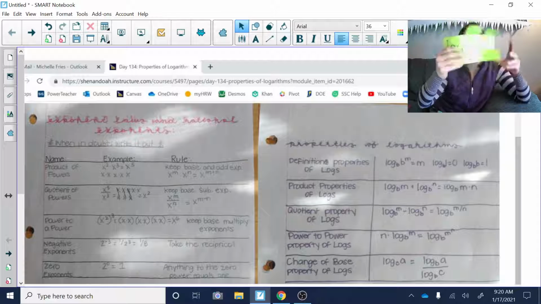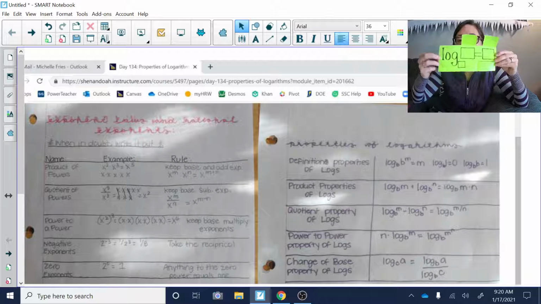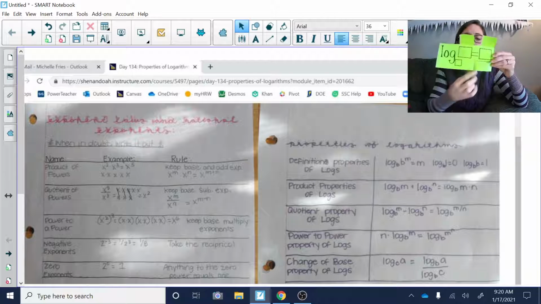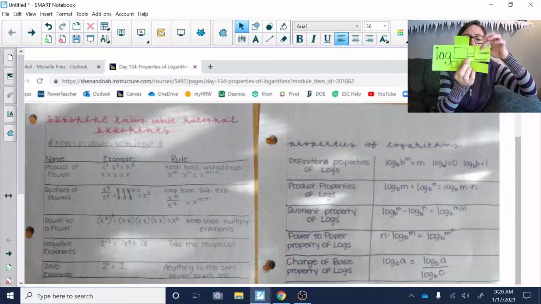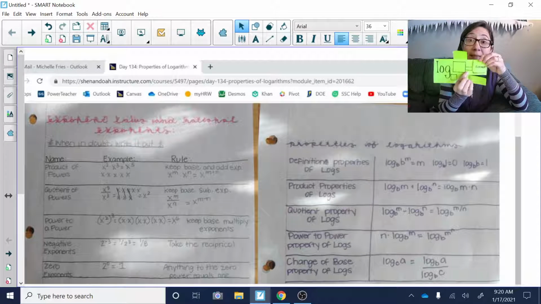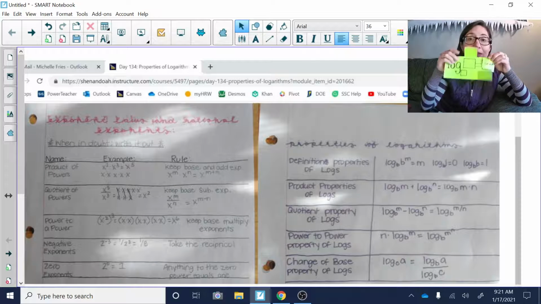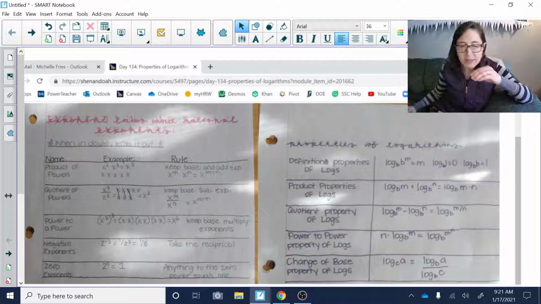Okay, so I want to recall this foldable that we used a few days ago. In this, if you have a logarithm, what does it equal over here? Do you remember? Can you look and see? An exponent. Logarithms tell us exponents. When you evaluate a logarithm, you get an exponent. So that is the key idea for today.